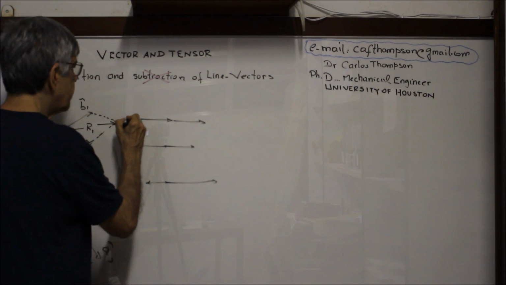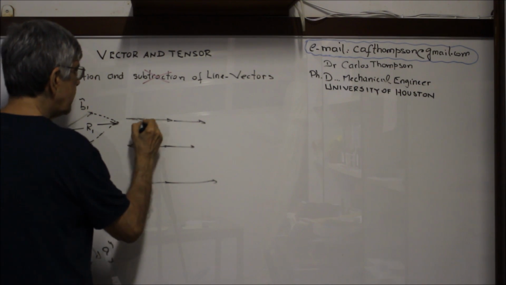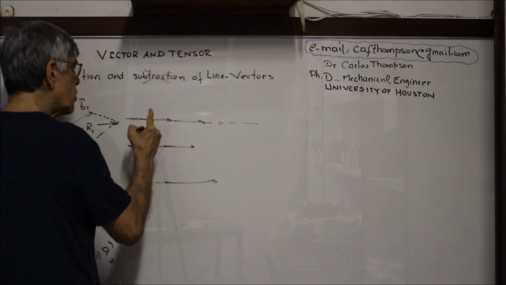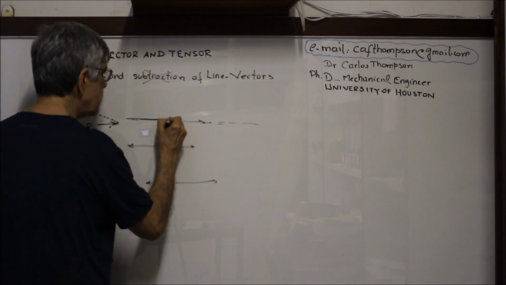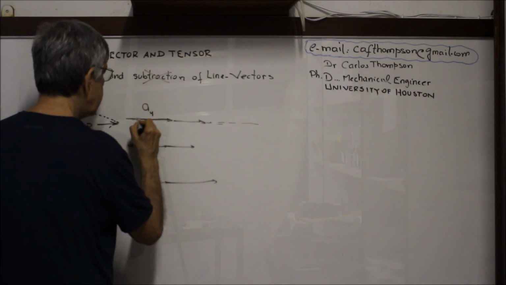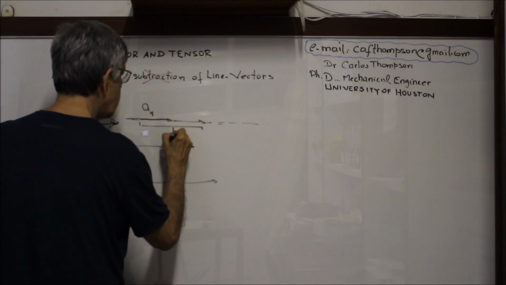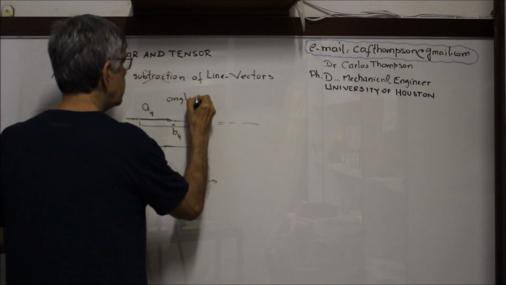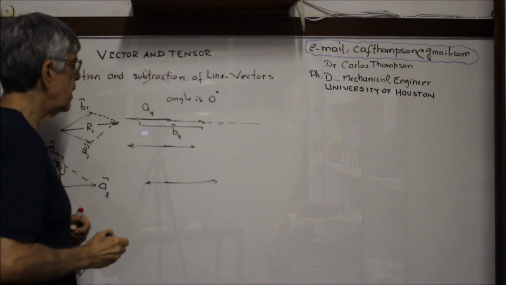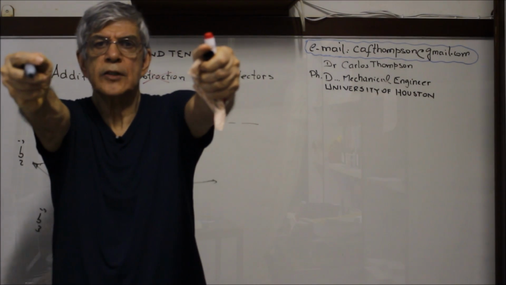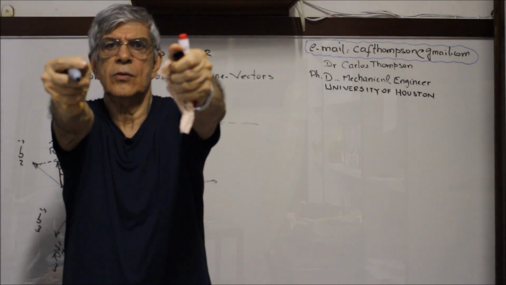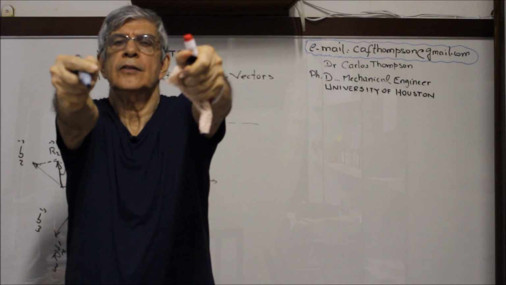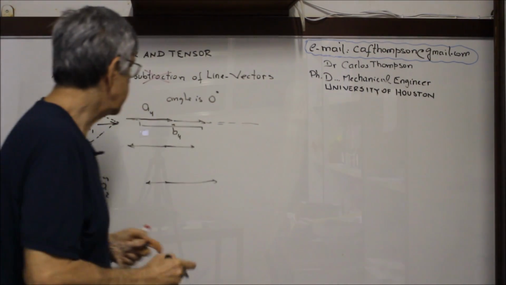Now, in this case we have the same straight line. The angle between this vector, let's call it A4, and this vector, let's call it B4, is 0 degrees. That's like my two arms held together, not open like that, so the direction is pointing toward you. So this is 0 degrees.